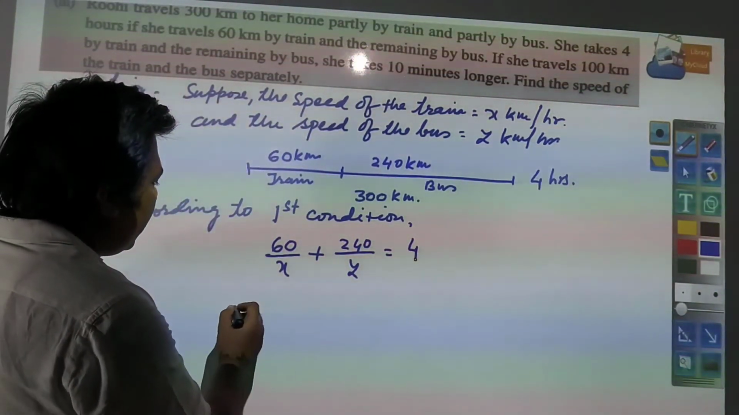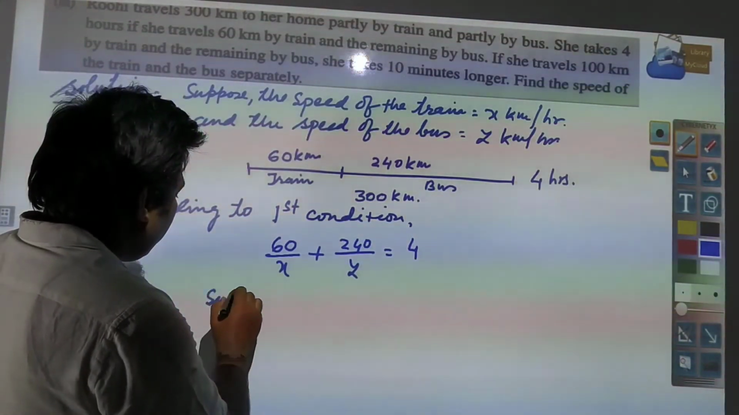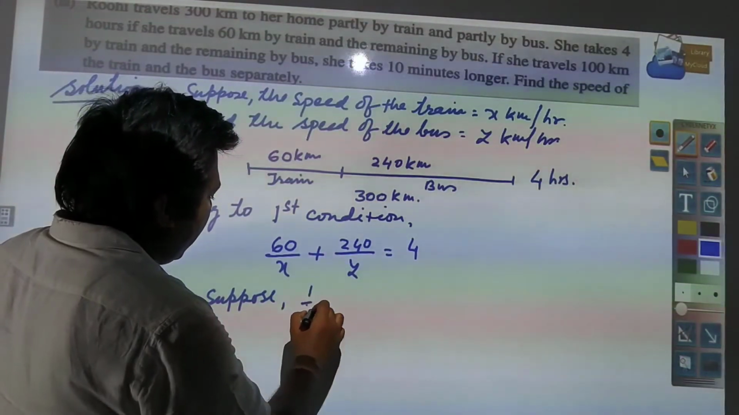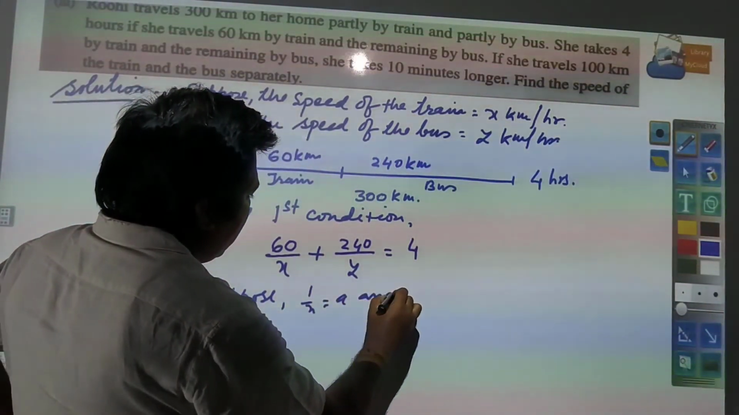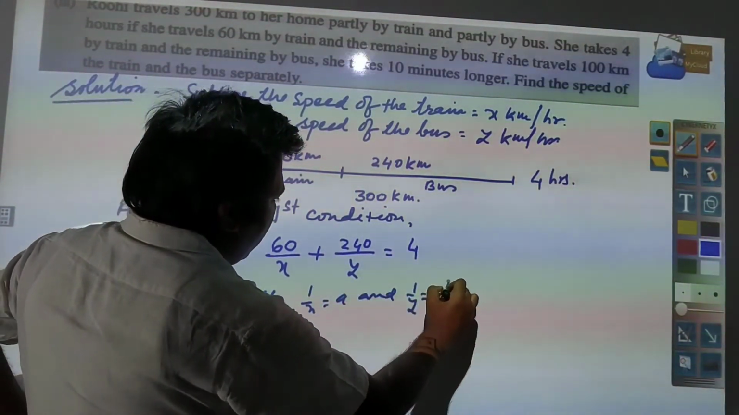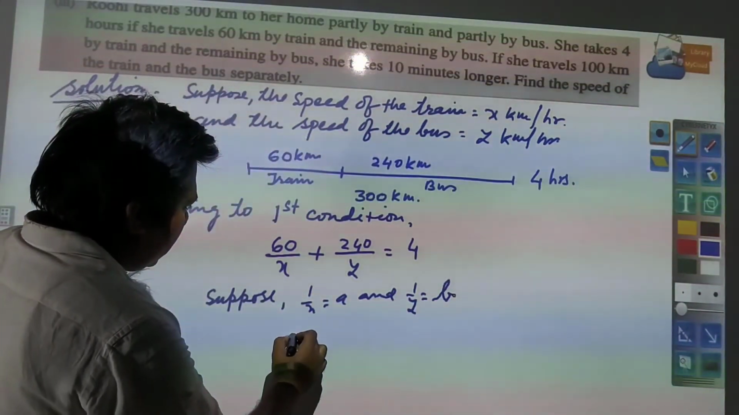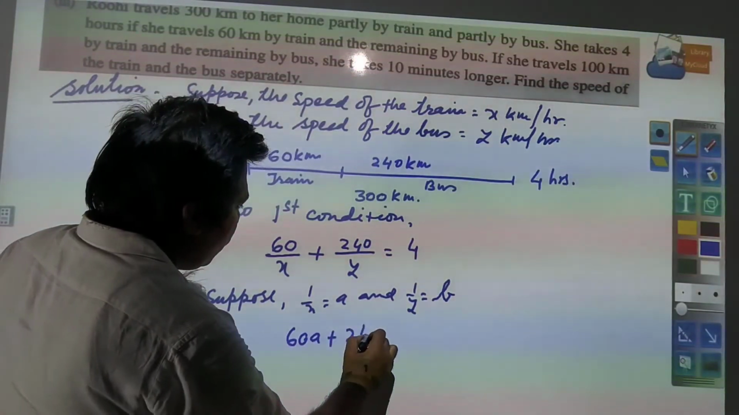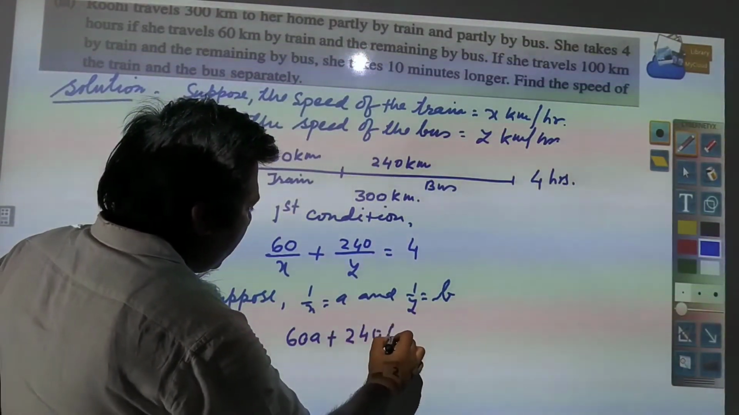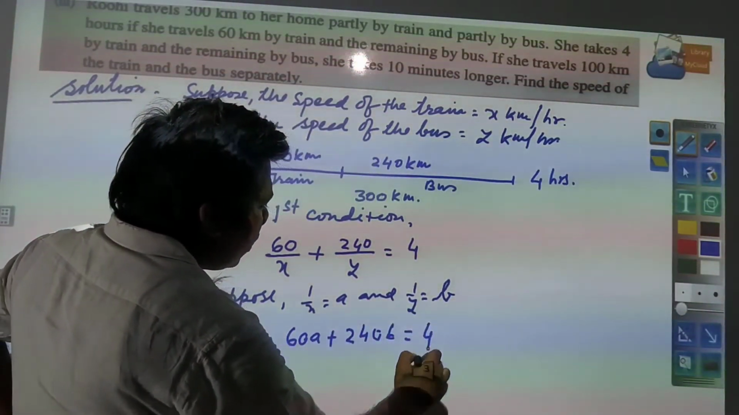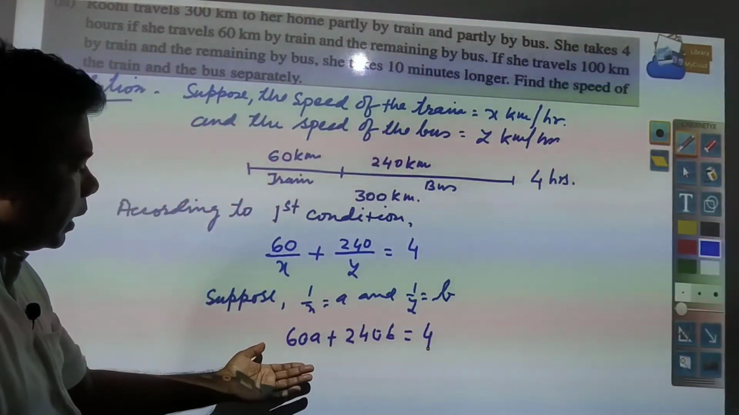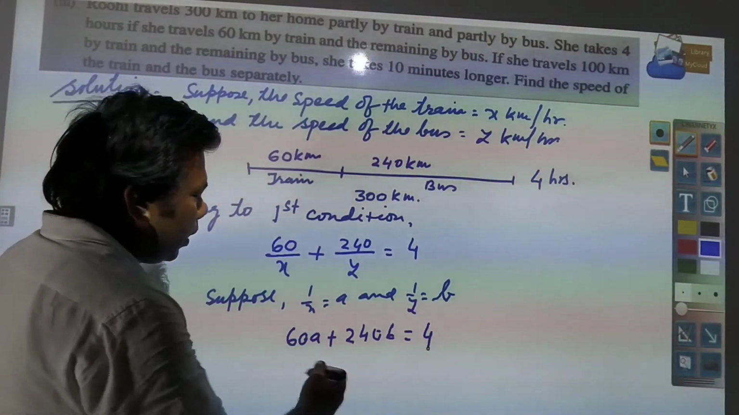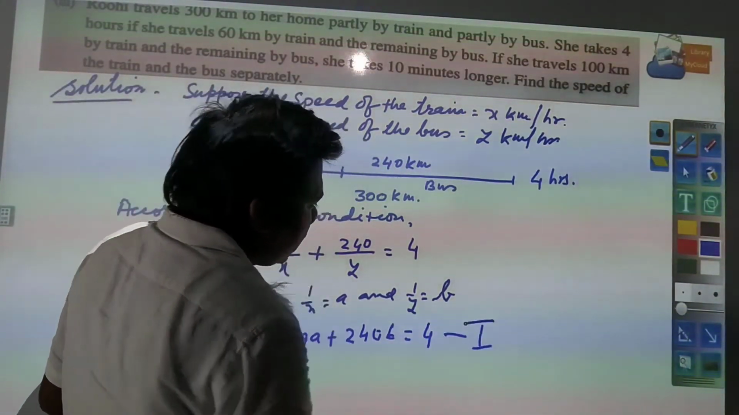You simplify. What we will do, suppose 1 by x is equal to a and 1 by y is equal to b. Then 60a plus 240b is equal to 4, and even if you want, further simplification can be done, or simply you write down this is the first equation.